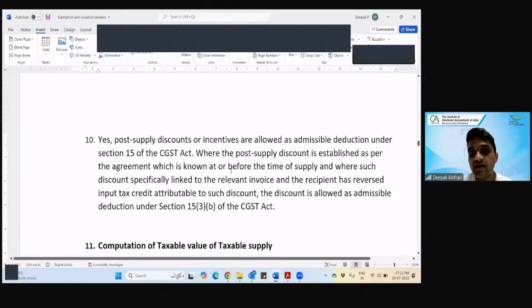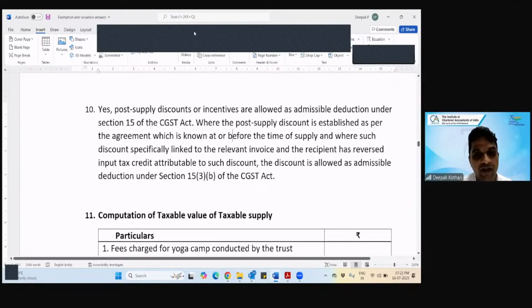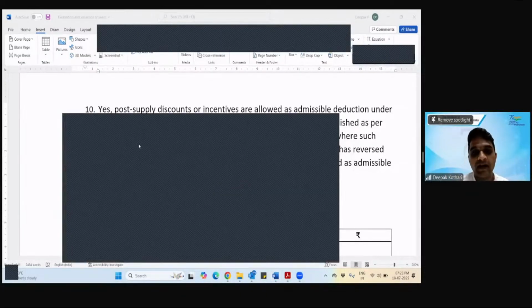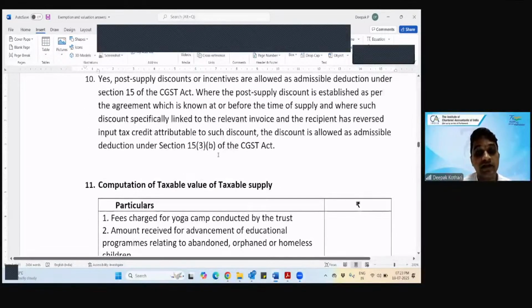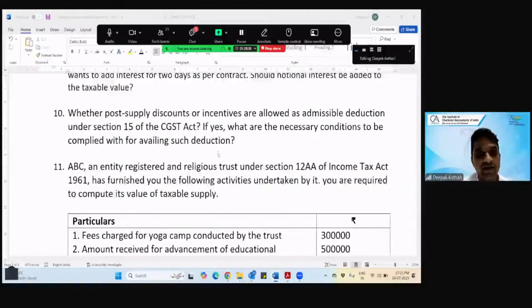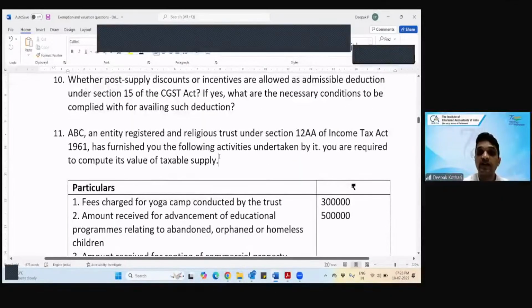Question number 11 is a lengthier question. So what we'll do is take a break now, just 5 minutes. We'll come back at 7:30 and take up the questions. There is a practical question which I have. So we'll take a few practical questions and then we'll go to value of supply.